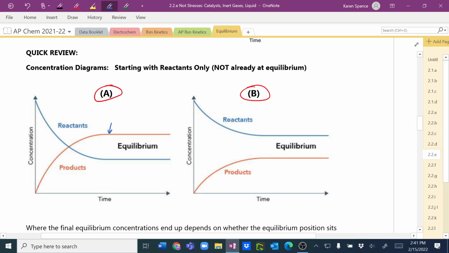Do the colors look different on your thing? Okay, I'm going to have to work on that. I'm going to have to go in and put in some dashed lines or something like that. So this is our products here. This is our reactants here. So the products are favored at equilibrium. And what that means is that the concentration of the products is greater than the concentration of the reactants.